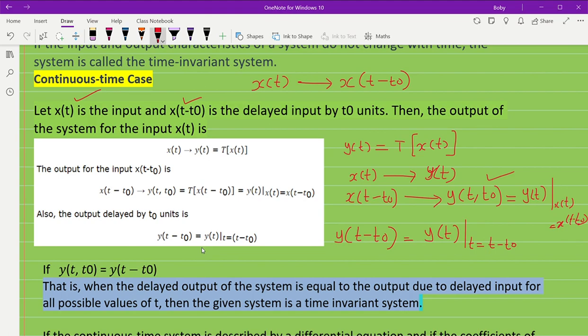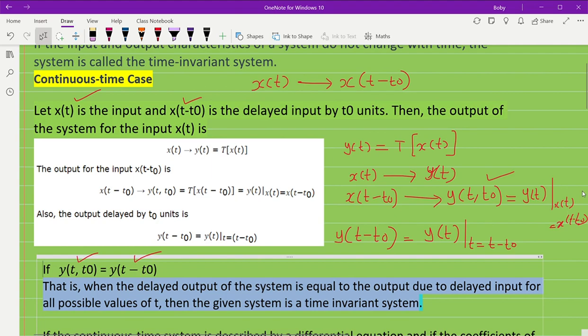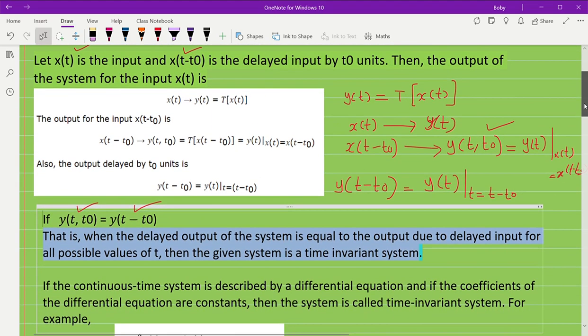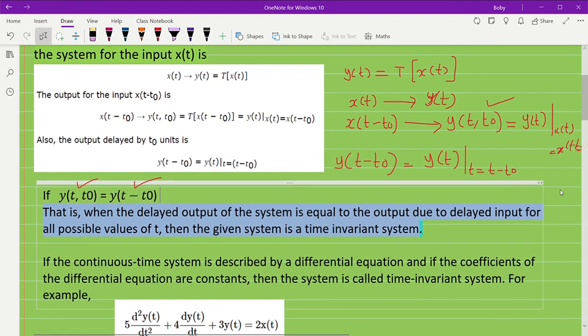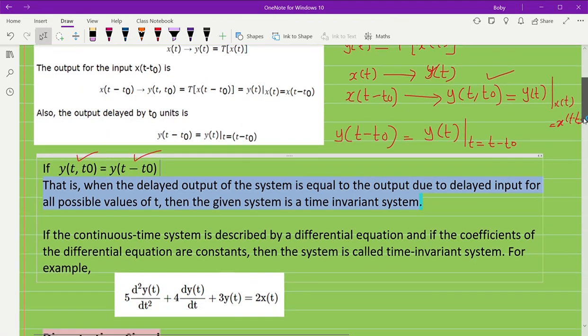So if these two outputs, that means y of t comma t0 and y of t minus t0, are the same, then we can say that the system is time invariant. That is, when the delayed output of the system is equal to the output due to the delayed input for all possible values of t, then the given system is time invariant. So y of t minus t0 is equal to y of t comma t0.